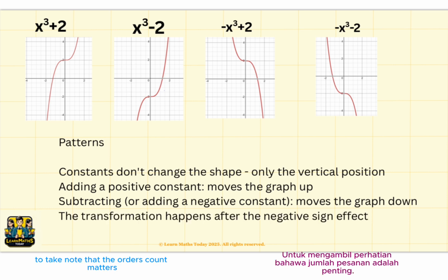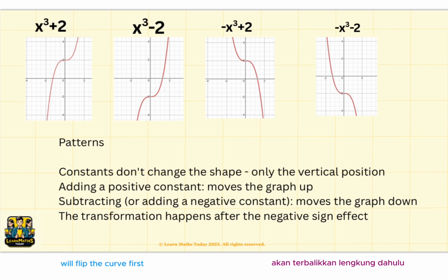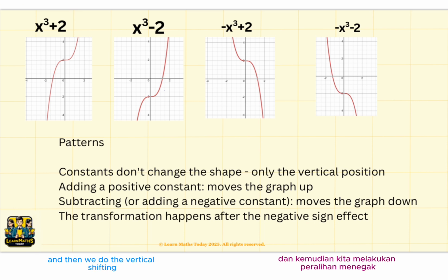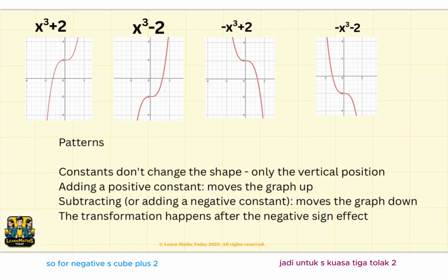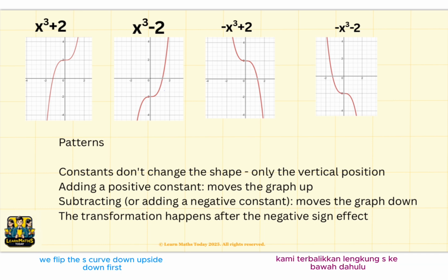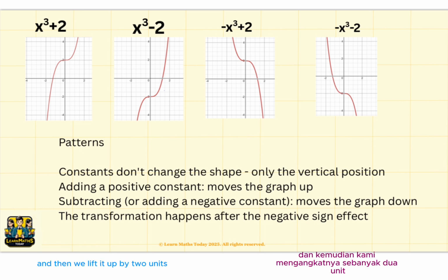Take note that the order matters. The negative sign in front of the x cubed will flip the curve first, and then we do the vertical shifting. We don't move and flip, we flip first and then we move. So for negative x cubed plus 2, we flip the S curve upside down first, and then we lift it up by 2 units.